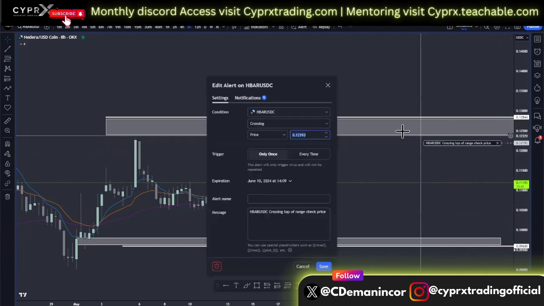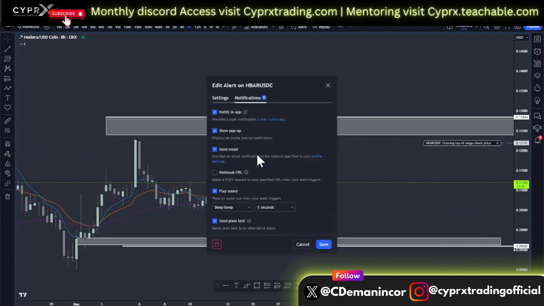Again, just double clicking this alert, you can go in, click notifications, and check all of these to make sure you get notified via an email, via your application on your phone, and show a pop-up on your charts. You can also choose the sound you're going to be notified with. Make sure you have all this stuff clicked. If you don't, you're going to be wondering why you never got an alert or alarm.